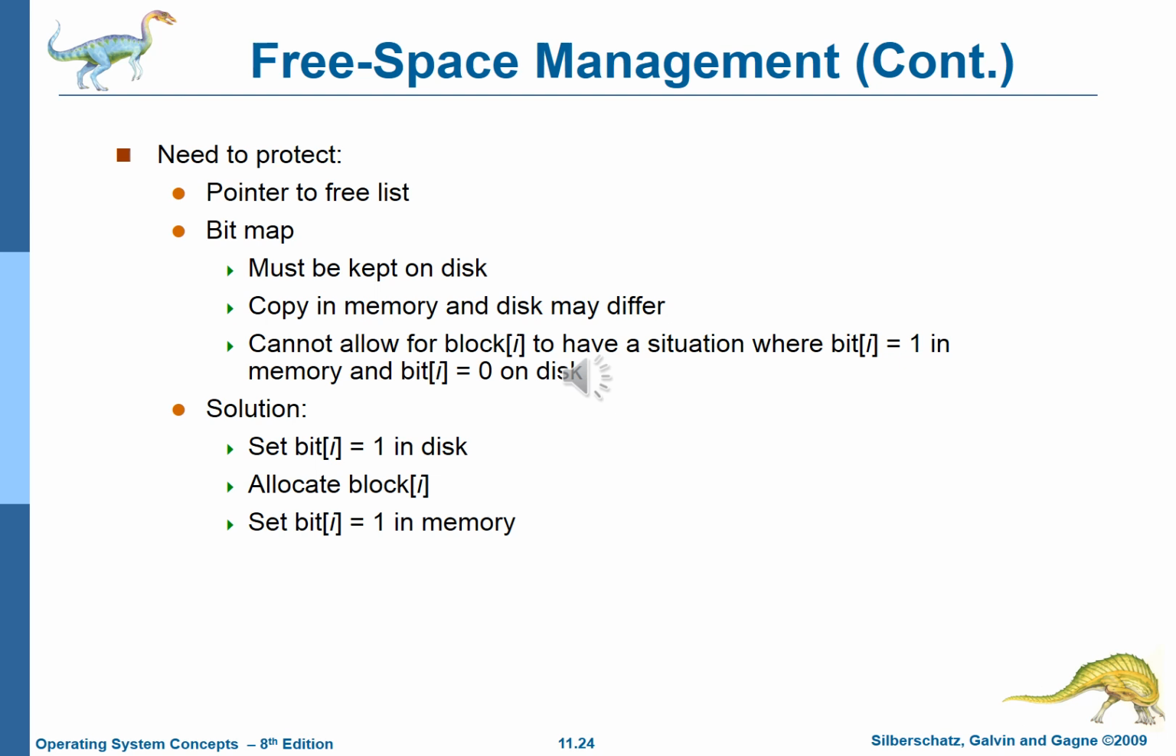when something has to be modified, the first modification should be done in the disk. Like suppose a particular block's bit value has to be modified, the first modification should be done in the disk, then the block can be modified, and after that the modifications will be made in the main memory.